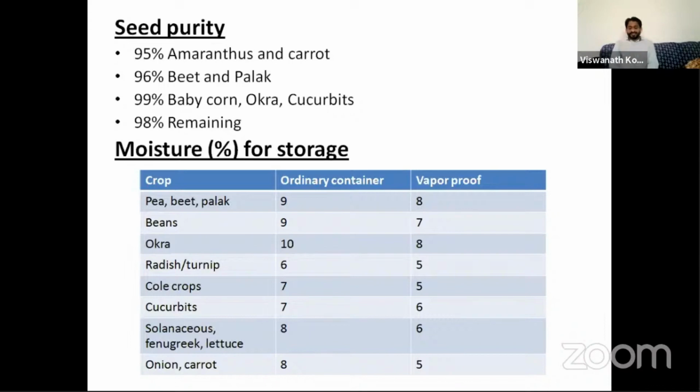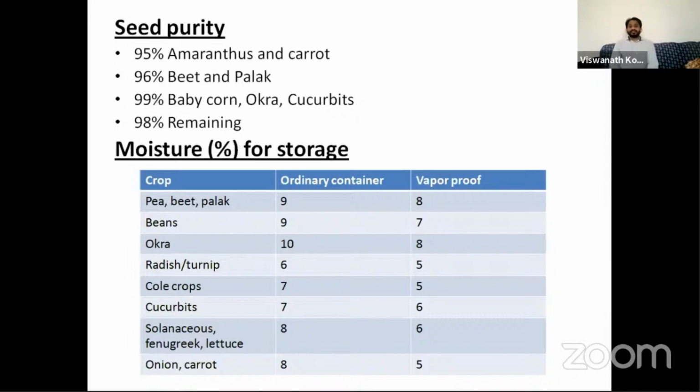So we can easily identify off types, other crop seeds, and any inert matter because of the big size of the seed. So we have to maintain a high genetic purity of 99% in these crops. But in the case of amaranthus and carrot, the seeds are very small. It is very difficult to identify the off types, weed seeds, other crop seeds, or inert matter like stones and pellets. So the genetic purity is less in the case of amaranthus and carrot.